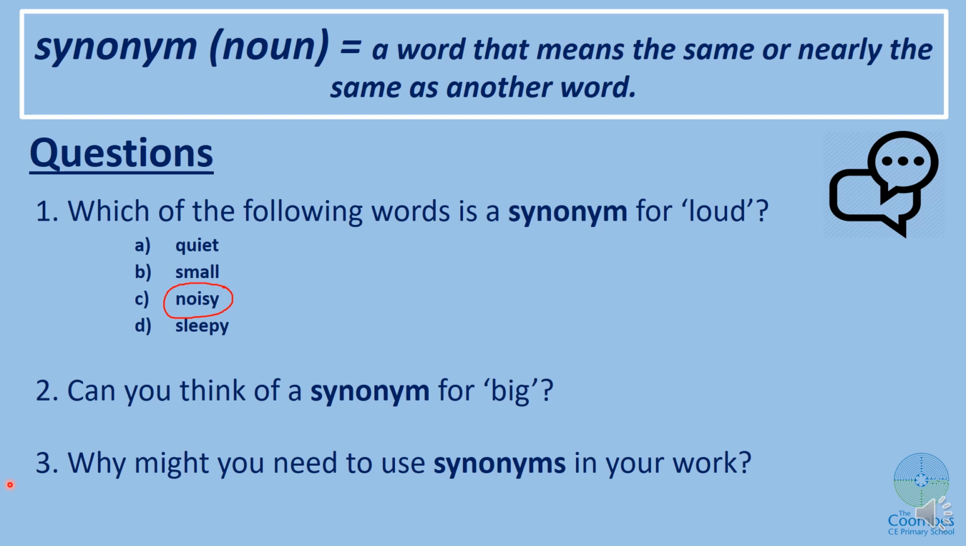So the main reason that we use synonyms in our writing is to make our writing more exciting. So if you were saying the word big all the time, the building was big, the tree was big, your writing would get a little bit boring, but you could say the tree was massive and the tower was huge. And using different vocabulary makes your writing that bit more exciting.